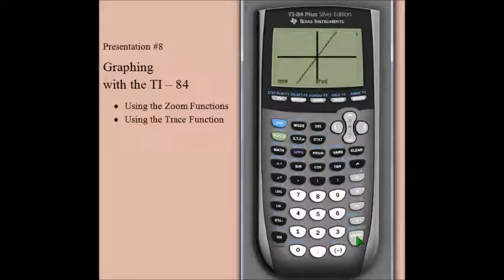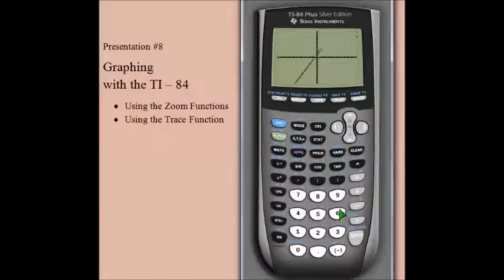You really don't see much difference, but if you go to window, my minimum X is negative 160, my maximum X is positive 160, minimum Y is negative 160, maximum Y is positive 160. I have really zoomed out to a crazy level. All right, I'm going to go back to standard.